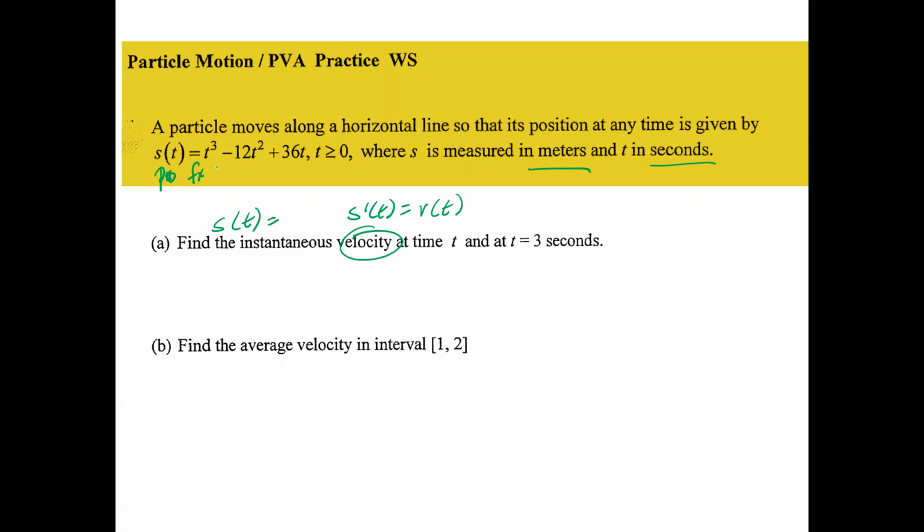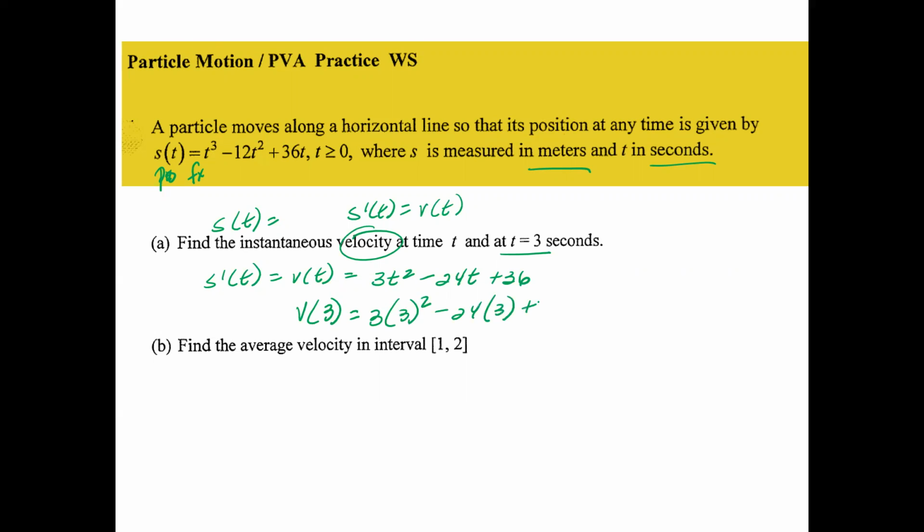So if S of t equals t cubed minus 12t squared plus 36t, then S prime of t is going to give you velocity, is going to be 3t squared minus 24t plus 36. And that's just a simple power rule. And it asks you to find the instantaneous velocity at t equals 3 seconds. So I'm going to do v of 3, which is going to be 3 times 3 squared minus 24 times 3 plus 36.